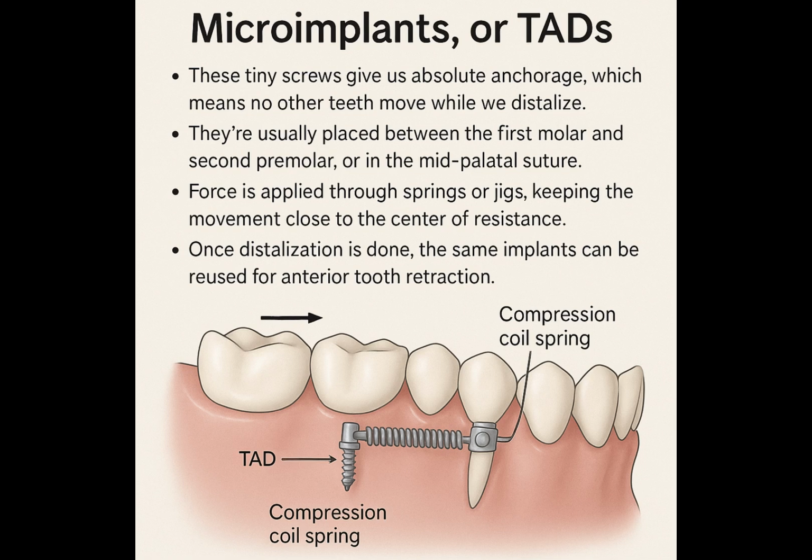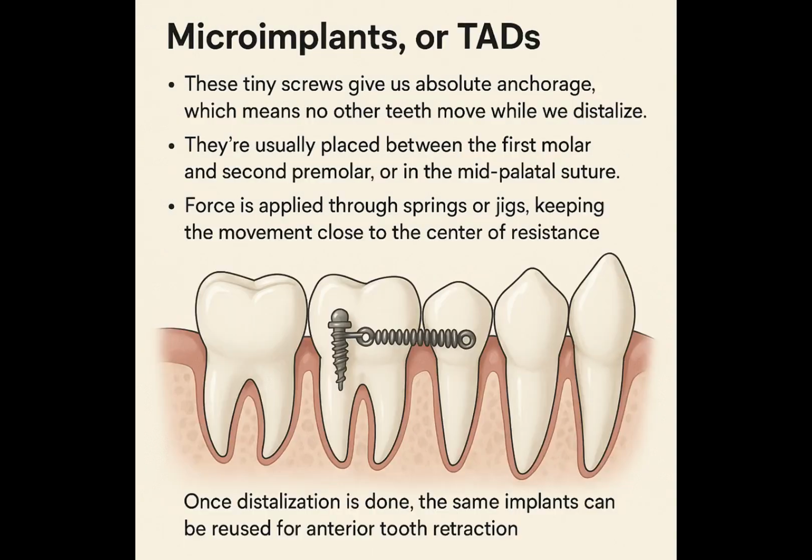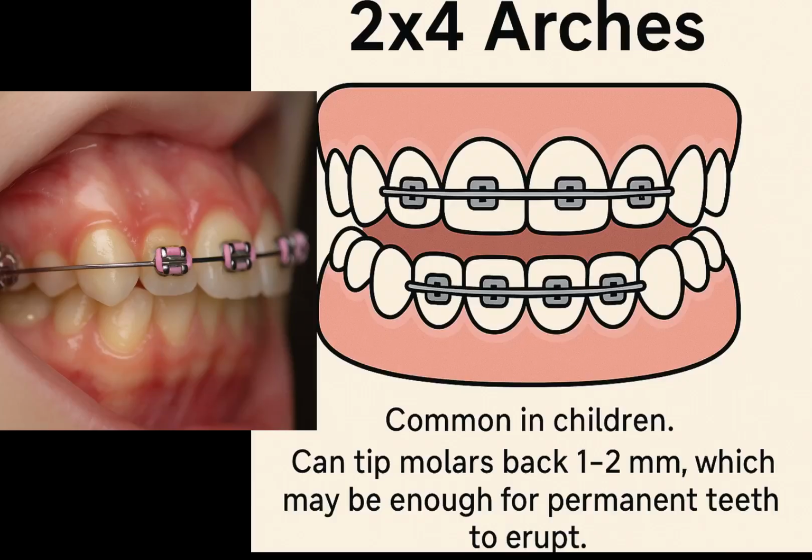2. Microimplants or TADs. These tiny screws give us absolute anchorage, which means no other teeth move while we distalize. They're usually placed between the first molar and second premolar, or in the mid-palatal suture. Force is applied through springs or jigs, keeping the movement close to the center of resistance. Once distalization is done, the same implants can be reused for anterior tooth retraction.